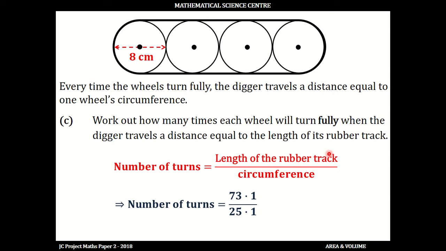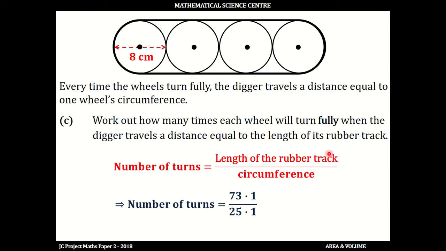Three. Two. Yes, two, isn't it? So this is one of those cases where you have to round down. It'll do 2.9 turns, but we want to know how many full turns there are. Is that okay? So will it do three full turns?